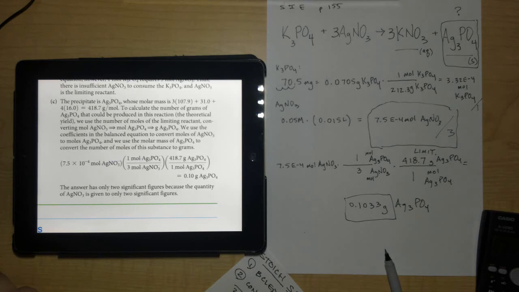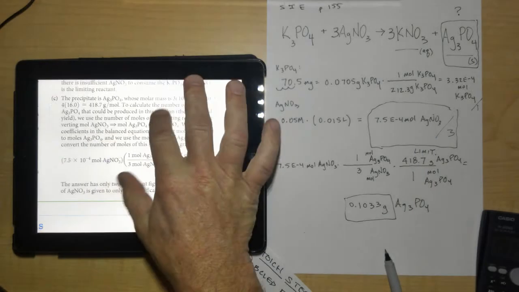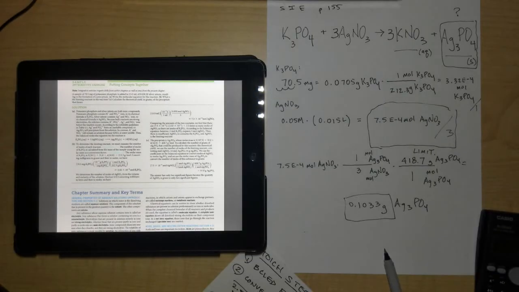Here we go. Let's see if we can do it. What is your confidence ranking in the solution stoichiometry, limiting reactant type difficult, challenging problems like this? All right, looks like we're 2s and 3s, a few 4s on that.